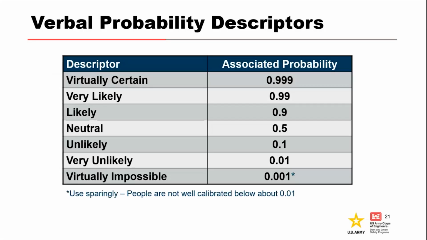But in general, this is what we would say. Here's some guidance for you. If you think something is neutral, you're going to put a 0.5. If you think something's likely to occur, you're looking at 0.9. If you think there's absolutely no chance of it happening, the lowest that we typically will ever go is like 3 orders of magnitude down, virtually impossible there.